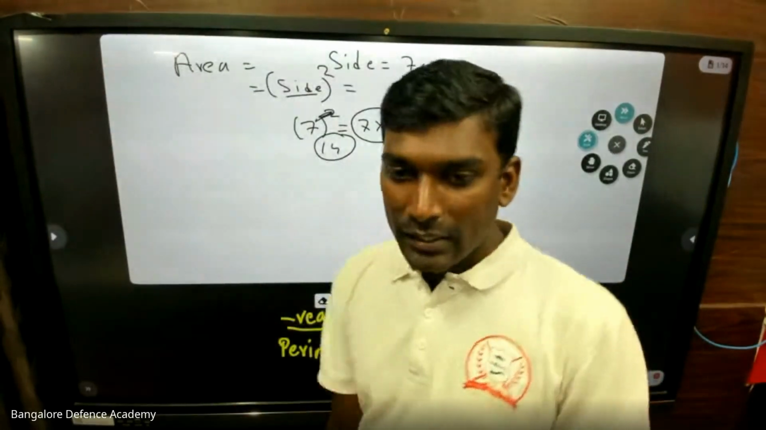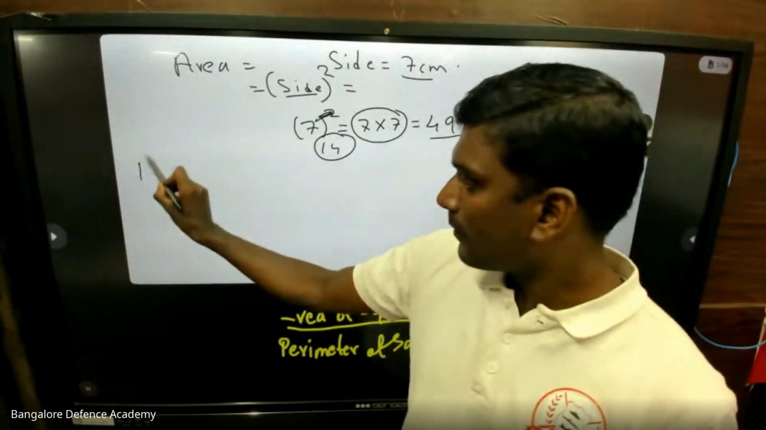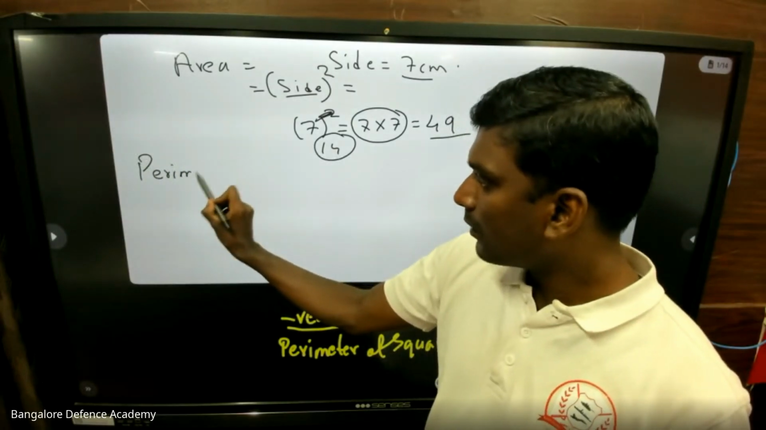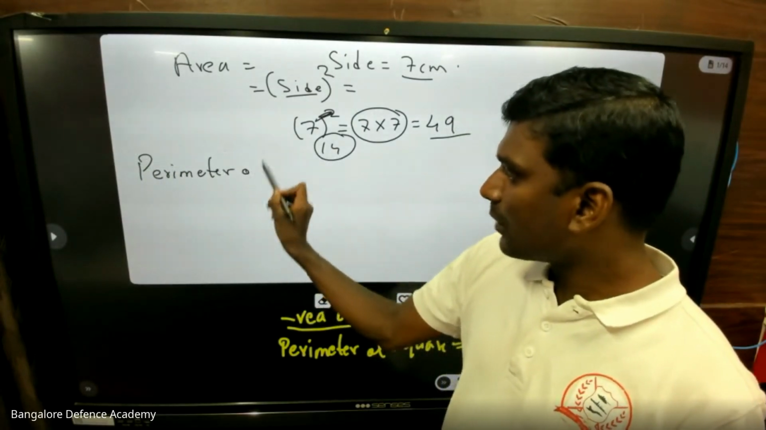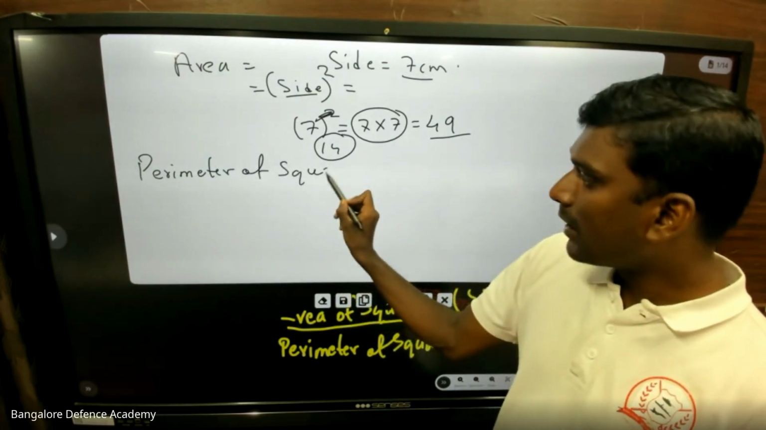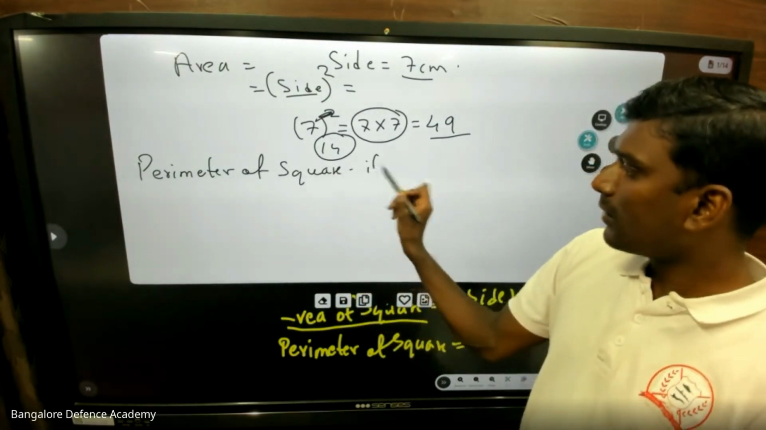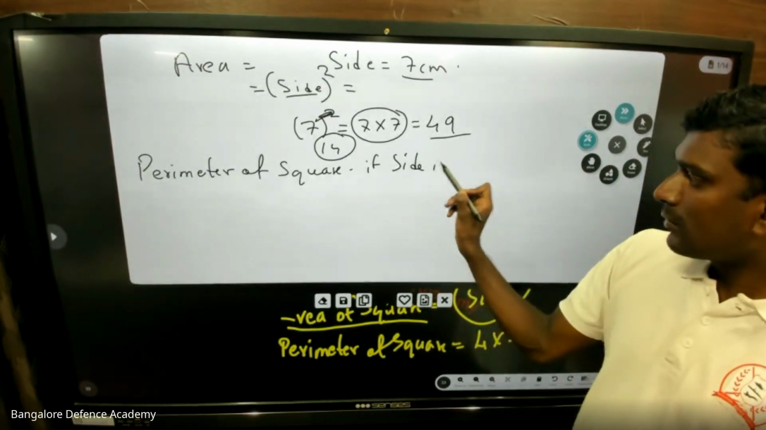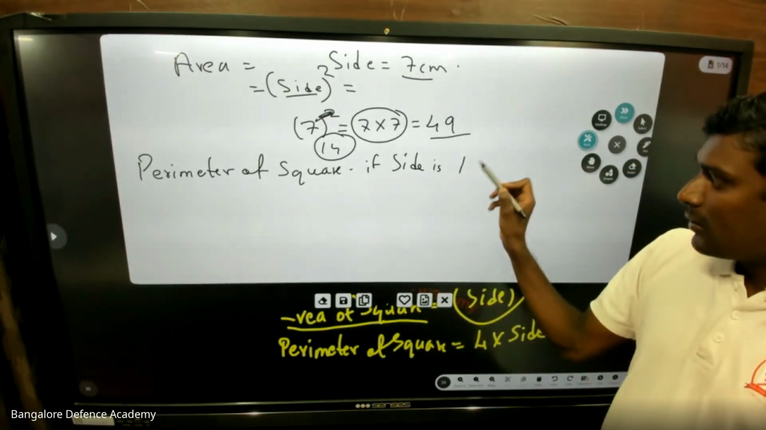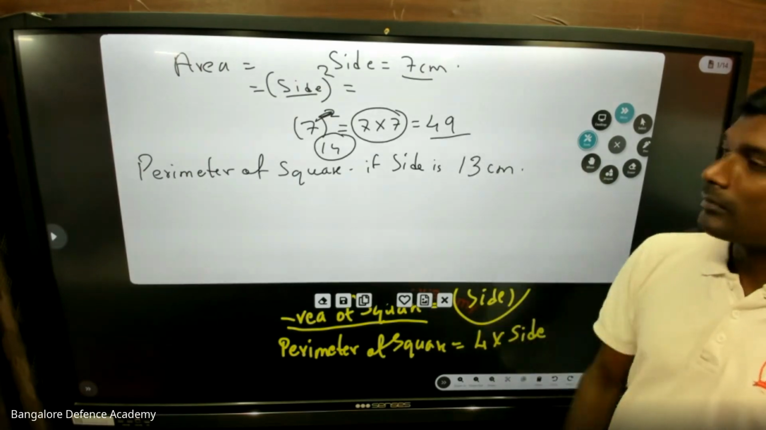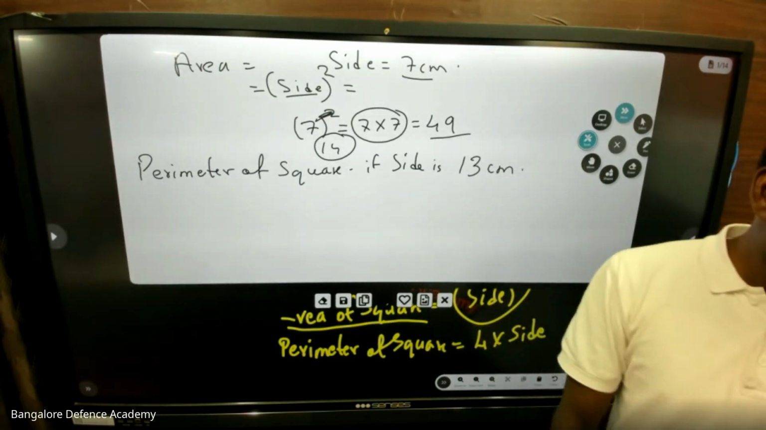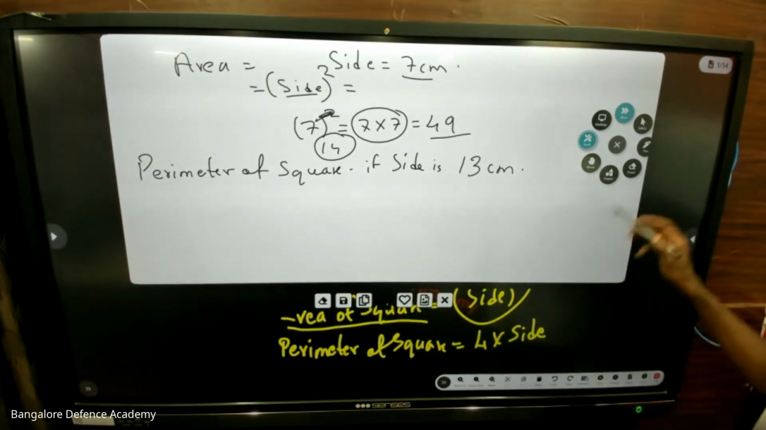Now, next question. Take it down. Find the perimeter of a square if the side is 13 centimeter.